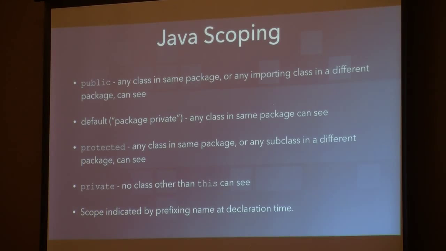Cool. But that wasn't good enough, because we wanted subclasses to be able to see things if they were in a different package from their parents. And so we created something called protected, which is less protected than default. Any class in the same package, any subclass in a different package, can see it. Private, okay, this kind of makes sense. No other class other than I can see it. How do I know what scope something is? I have to go find where it's declared and actually look for that scope.